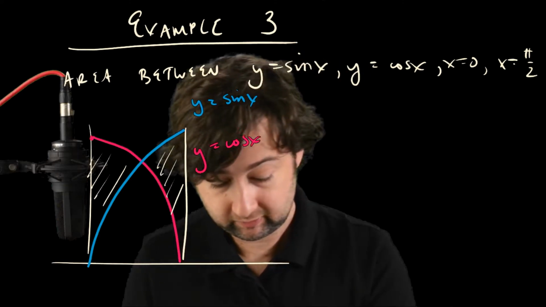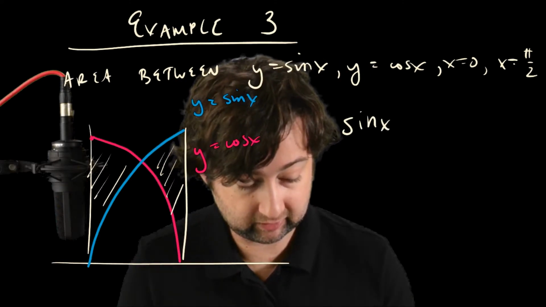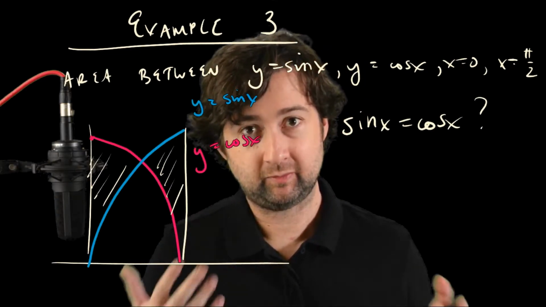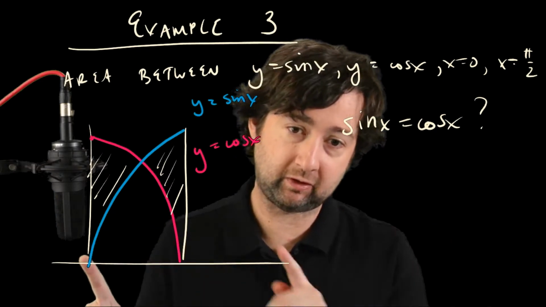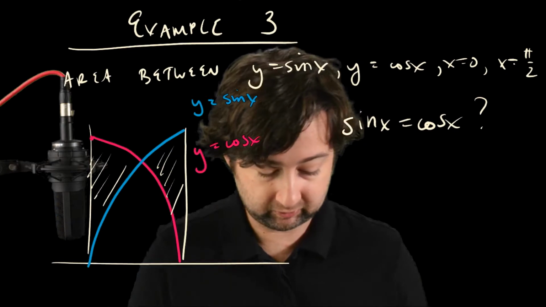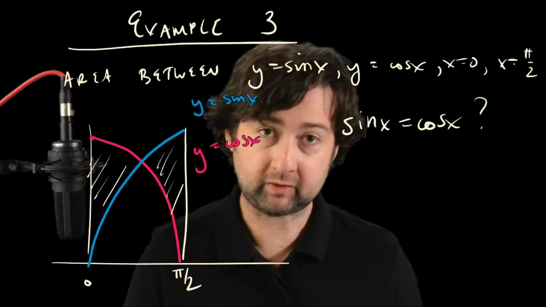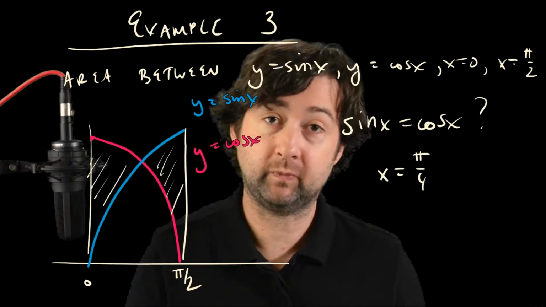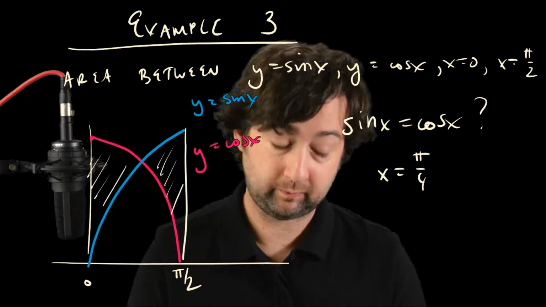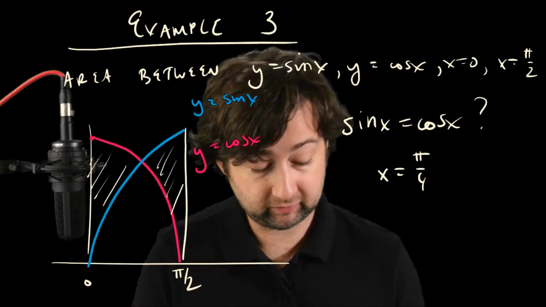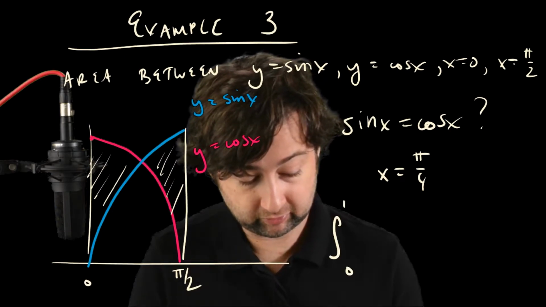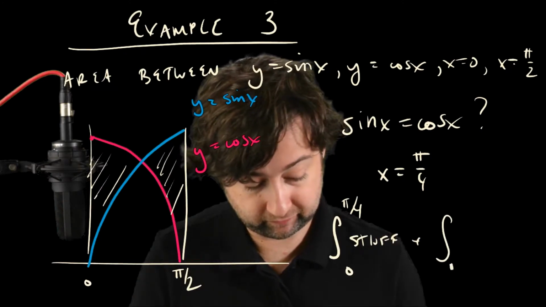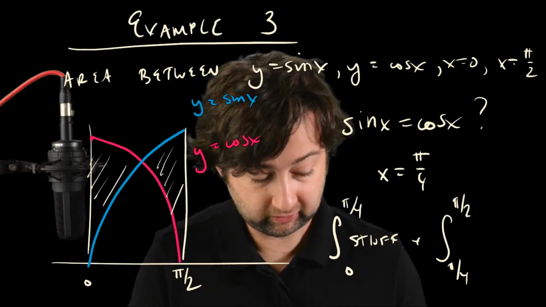So just like before, I'm going to say, well, where is the sine of x equal to the cosine of x? Of course, the answer is infinitely many places, but because I'm restricting my attention to just the numbers between 0 and pi over 2, there's only one point where that happens. So sine and cosine are equal to each other at pi over 4 if we're on the interval from 0 to pi over 2. And what that means is that we should expect an integral from 0 to pi over 4 of some stuff, plus an integral from pi over 4 to pi over 2 of some other stuff.